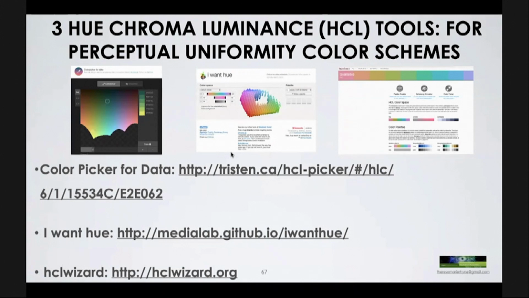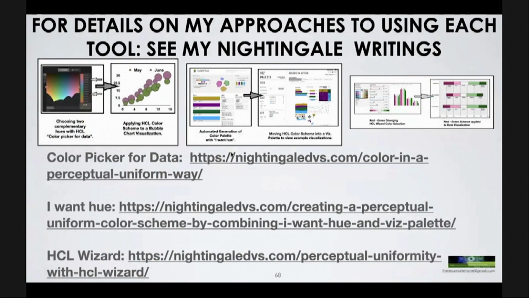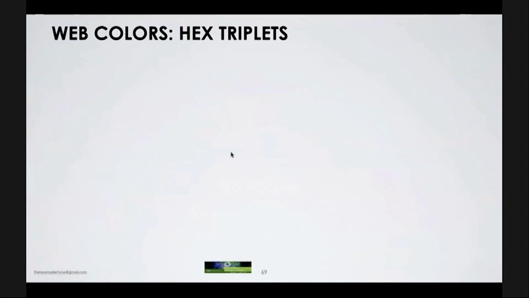I use the tool Adobe Color a lot, which is what I call the grandmother of color apps, because if I want to roll my own color scheme, in other words, I don't want to take Cynthia Brewer suggestions, I don't want to take HCL Wizard suggestions, I can do that with Adobe Color. That's the difference between the tools. Some of you just might want to take the suggestions and get on with it. But anyway, here are the tools I tell you how to use in my Nightingale writings. And I wrote a lot about it in 2021.